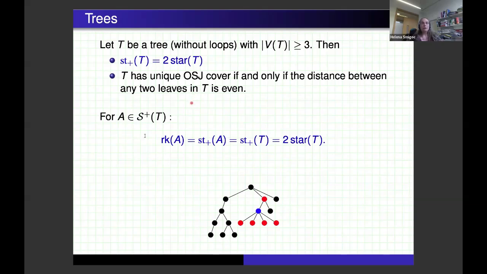But what is maybe even more remarkable is that here, actually, all of these parameters that we were thinking about are constants on the whole family St plus of T. Starting with any non-negative matrix, now it can have any values it wants, the rank of this matrix is equal to the SNT-rank of this matrix, is equal to the SNT-rank of the graph, and it's equal to twice the edge star cover number of the tree. Okay, so here we have a complete answer. We can give it not only for the pattern, but for any values we can add to the matrix.